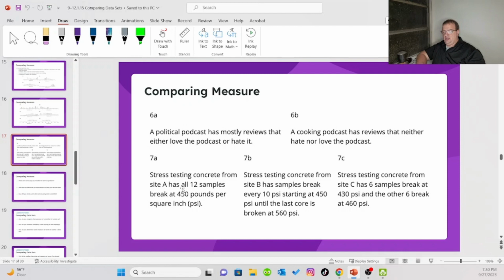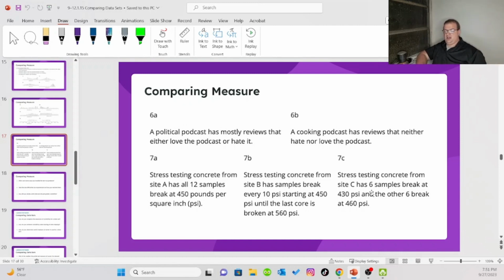7B, samples break every 10 psi starting at 450 until the last one breaks at 560. So here we're going to have uniform data. They're going to break every 10 psi, so it's going to be the same all the way across. So my measure of center is going to be somewhere in the middle between 450 and 560, so that's roughly 505. And it's going to have huge variation because it's equally spread out all the way across.